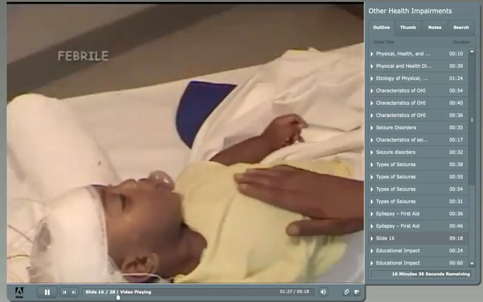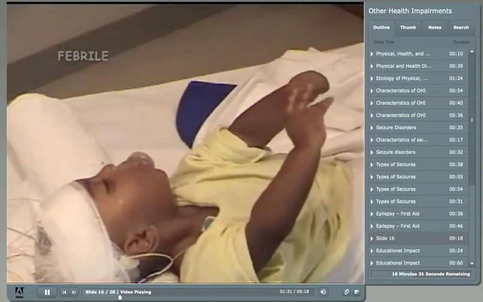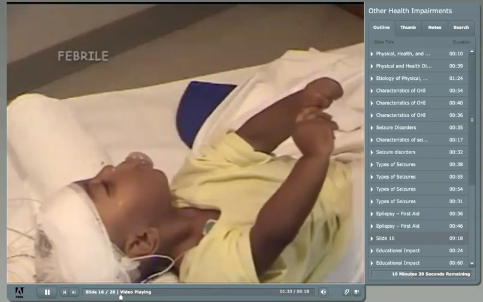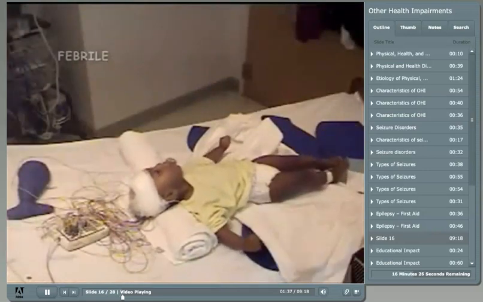In this example, notice how both arms of the 1-year-old boy are raised and stiff. His eyes and head are jerking. His whole body is involved. Even though his mother is talking to him, he is unresponsive and unaware of what is going on.